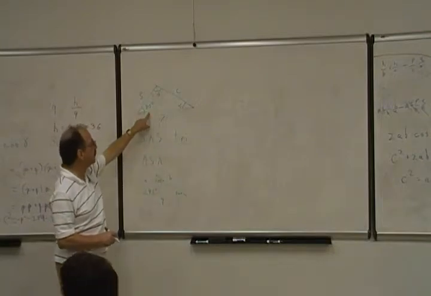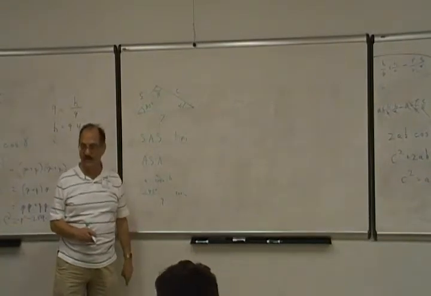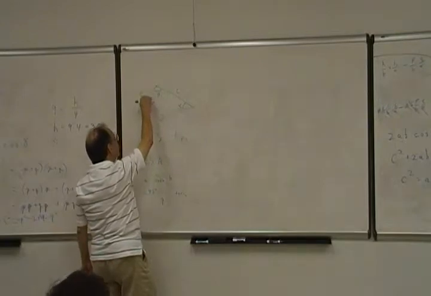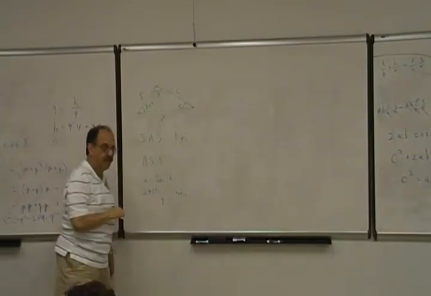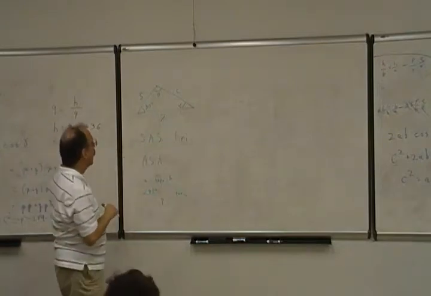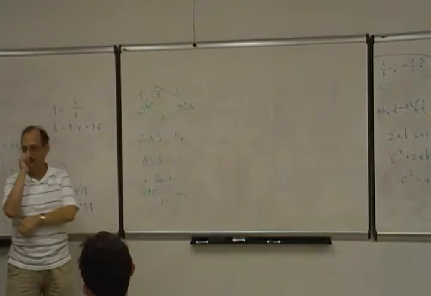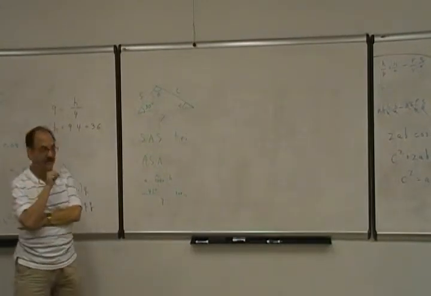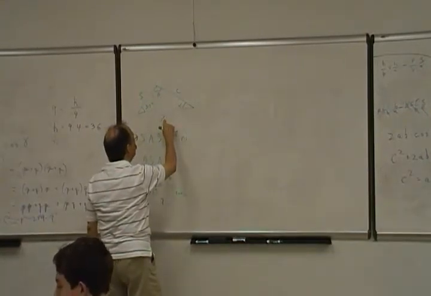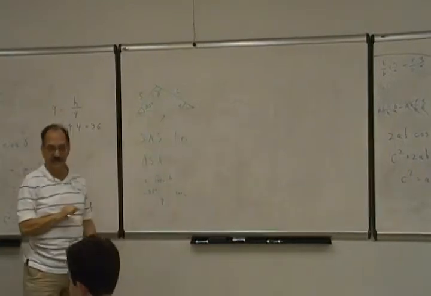Up here for this triangle, how am I going to find C? Law of cosines. C squared is 5 squared plus 7 squared minus 2 times 5 times 7 times the cosine of 30. Okay? And that'll give me C squared, and I can get C. How am I then going to find beta? Using law of sines, because sine beta over 7 is equal to sine 30 over C, which I already know.